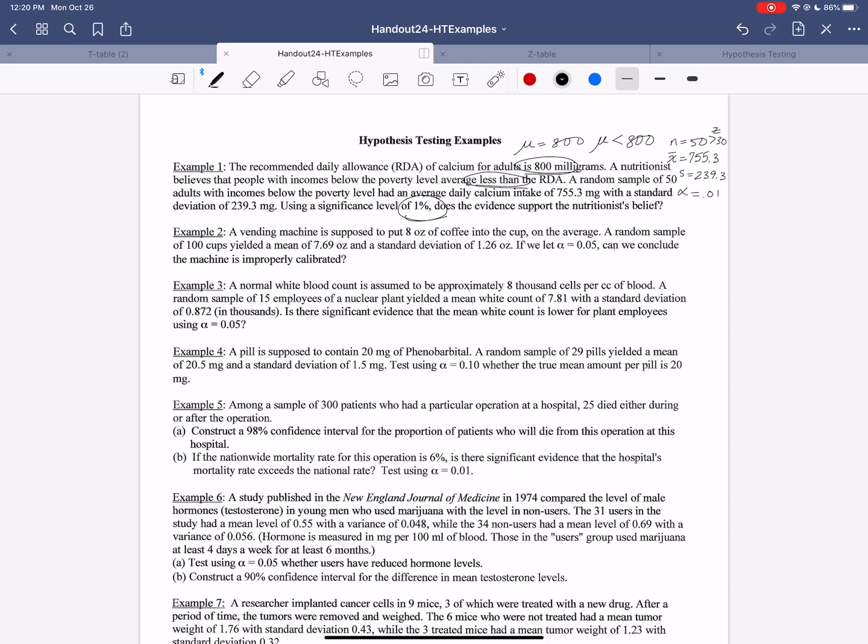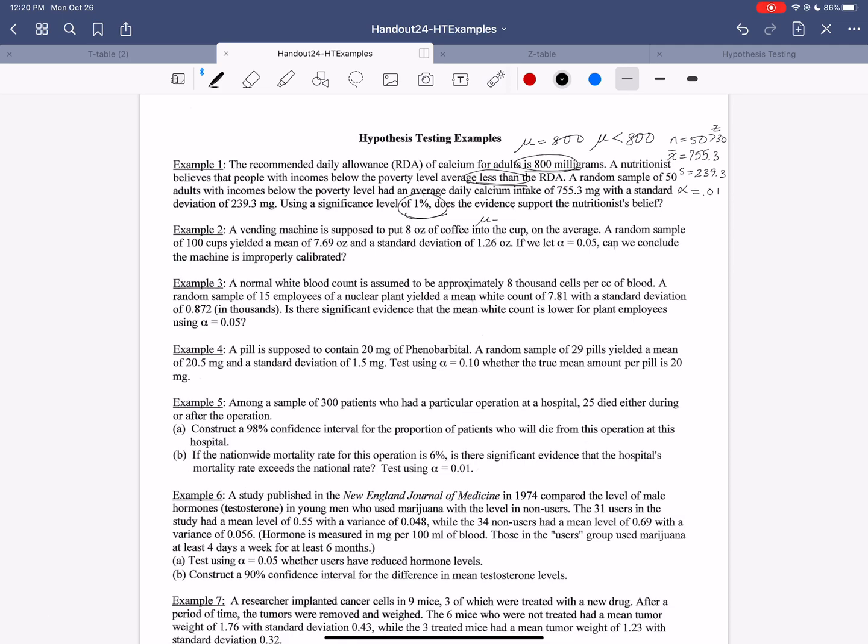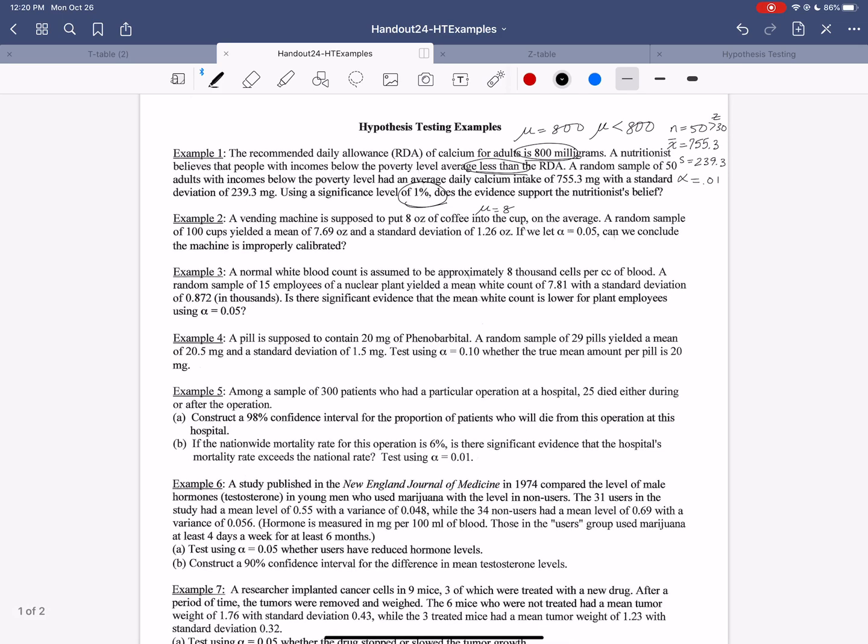A vending machine is supposed to put 8 ounces of coffee into the cup on average. So mu should equal 8 ounces. A random sample of 100 cups, that's n equals 100, yielded a mean of 7.69 and a standard deviation of 1.26. If we let alpha equal 0.05, can we conclude that the machine is improperly calibrated? Improperly. It doesn't tell us it's pouring less than or more than. It's just saying it's not pouring what it's supposed to. Does that make sense?